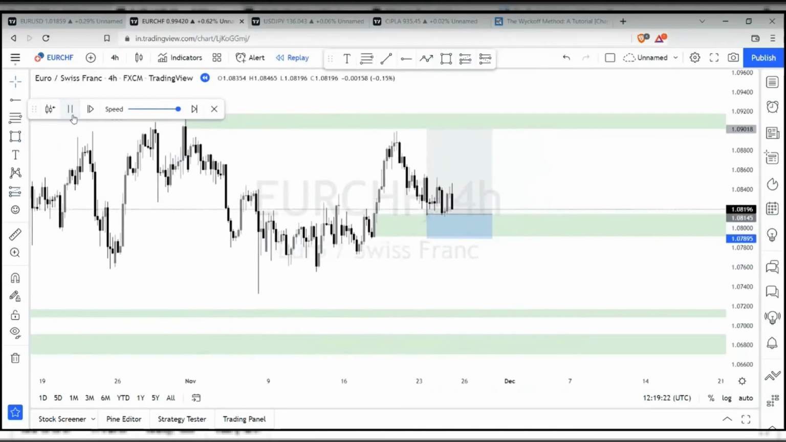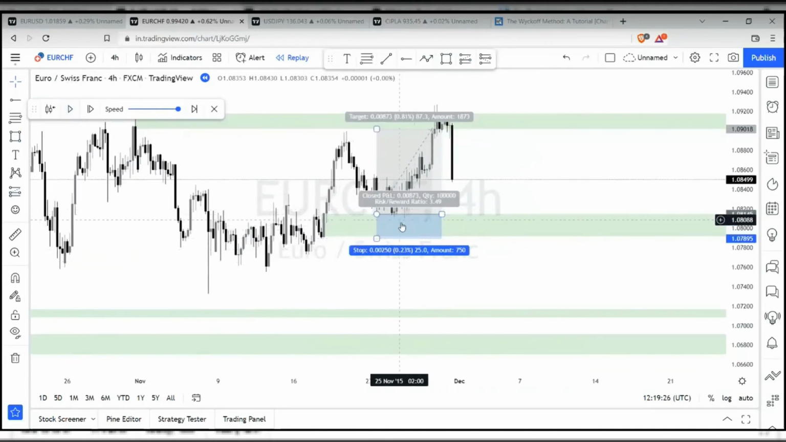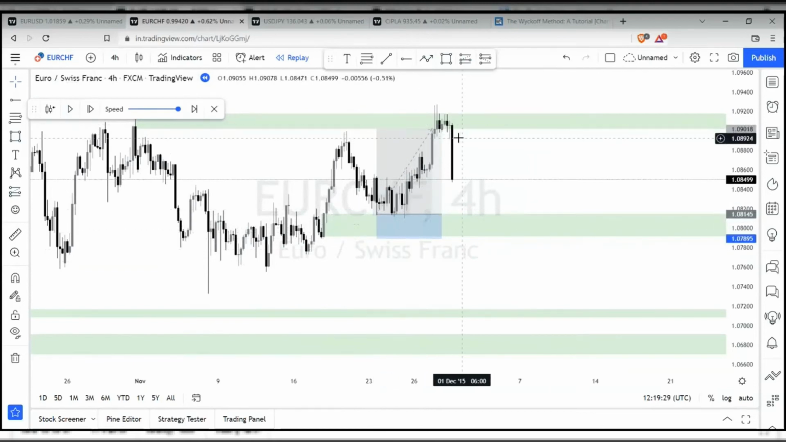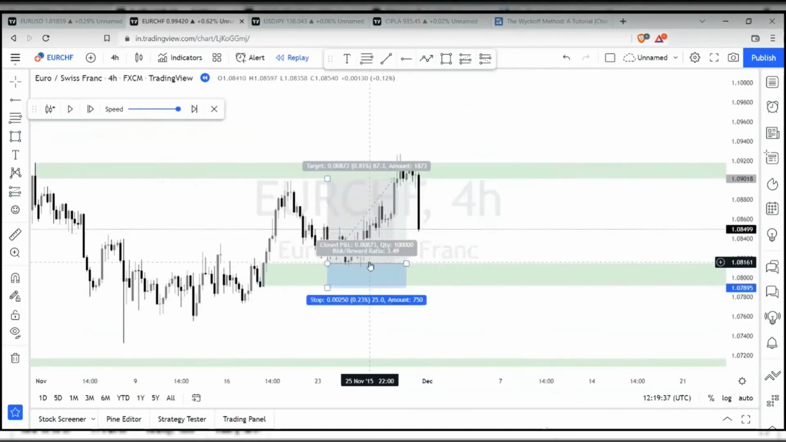Yeah, so price came, gave you the confirmation, got back up, gave you your target, and it hit the target. So if you had your way of confirmation here, then see how easily we can get trades just like this.